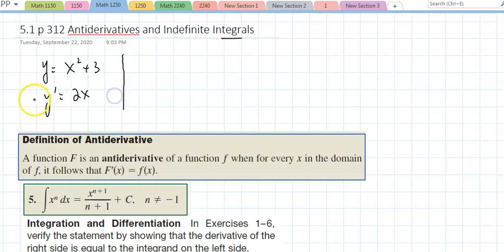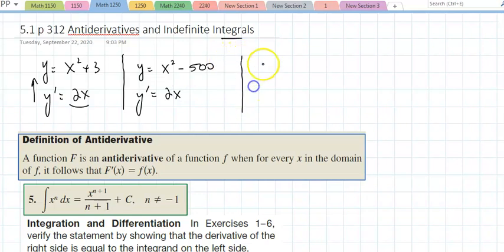An antiderivative is pretty much going backwards. Given 2x, you want to figure out what you took a derivative of to get 2x. But if you look at x squared minus 500, if I take a derivative of that, that is also 2x. And if I take a derivative of x squared plus 15,000, the derivative of that would be 2x.